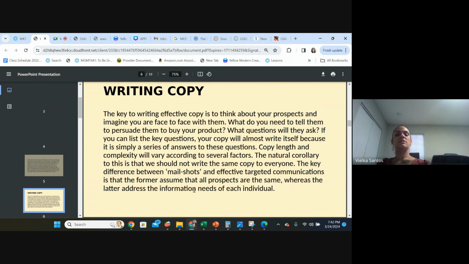The key difference between mail shots and effective targeted communications is that the former assume that all prospects are the same, whereas the letter addresses the information needs of each individual. So writing copy now is less frustrating because you have the resources of artificial intelligence that will help you to create content.